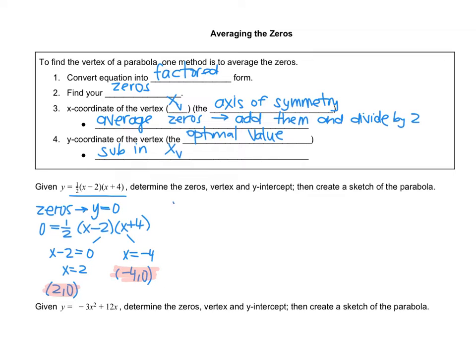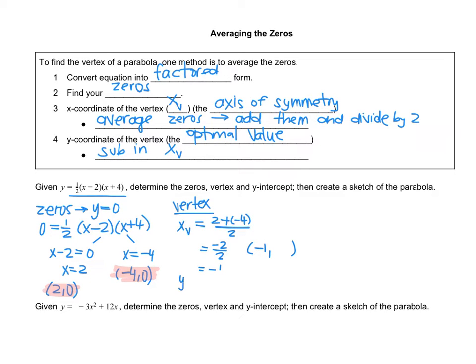Now, for the vertex, we're going to use this averaging technique. For the x-coordinate of the vertex, I'm going to take 2 and -4, add them and divide by 2. So 2 plus -4 is -2, and when we divide -2 by 2, we get -1. Right now I know my vertex is (-1, something). I just don't know what that something is.